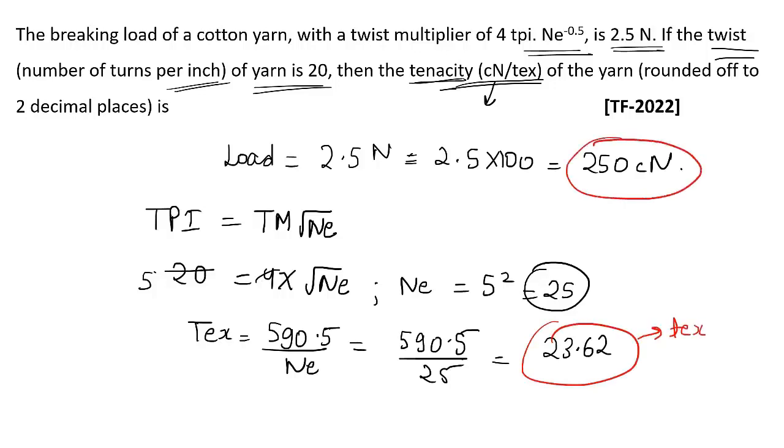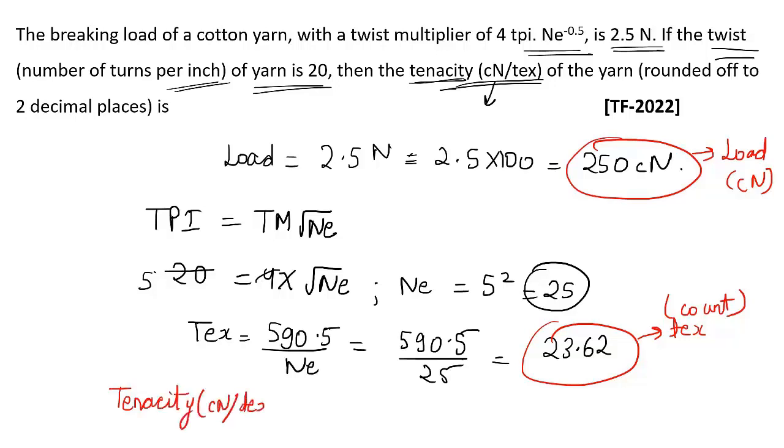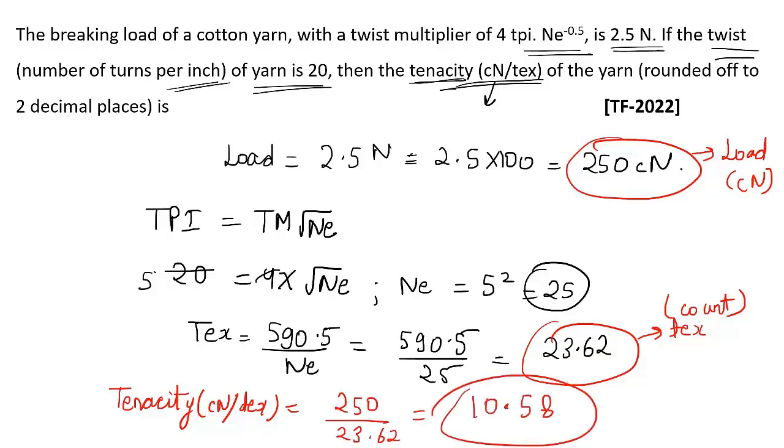So we have calculated this as tex, and this has load in centinewton, and this is the yarn count in tex. So tenacity in centinewton per tex is 250/23.62. If you calculate this, it will come out to be 10.58 centinewton per tex, and this is the answer.